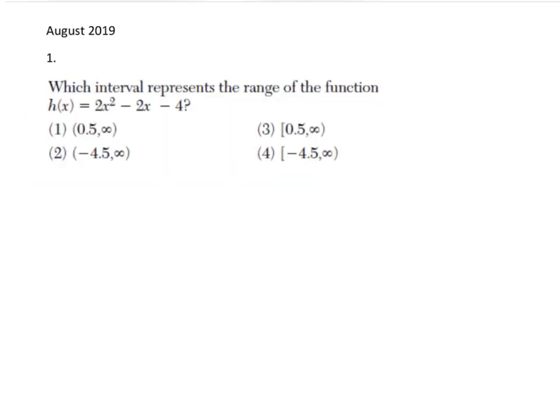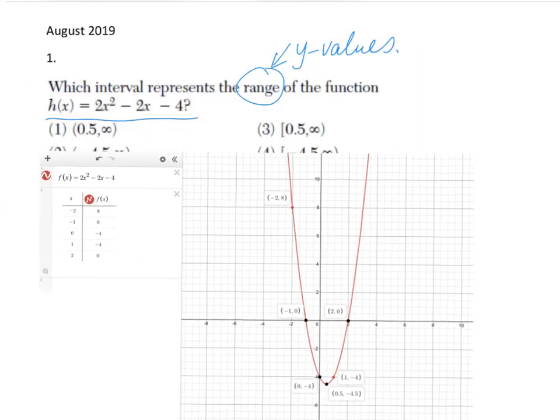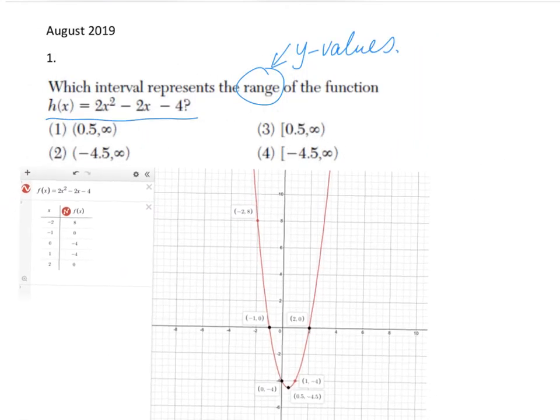So I have this question: which interval represents the range? Range is your y values of the function h(x) is equal to 2x squared minus 2x minus 4. So again, I plotted the graph. One easy way is always to plot the graph and see what the shape is, and then use that to determine your answer.